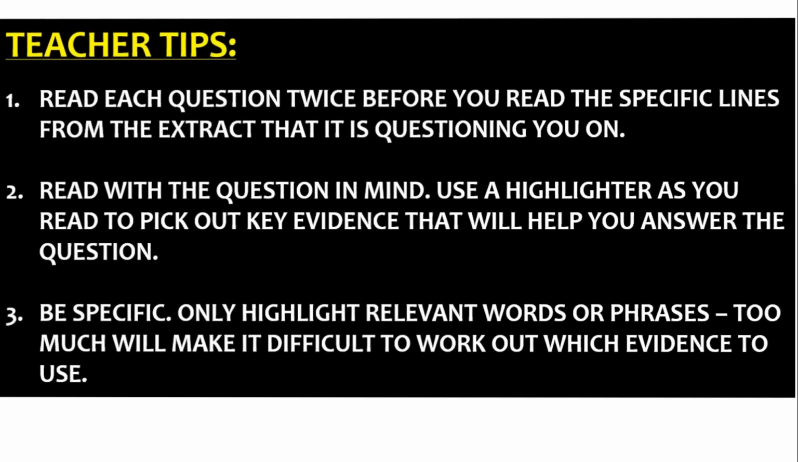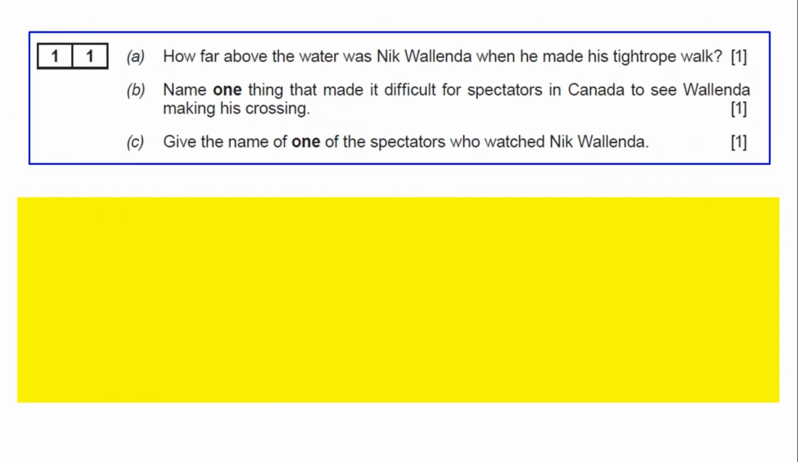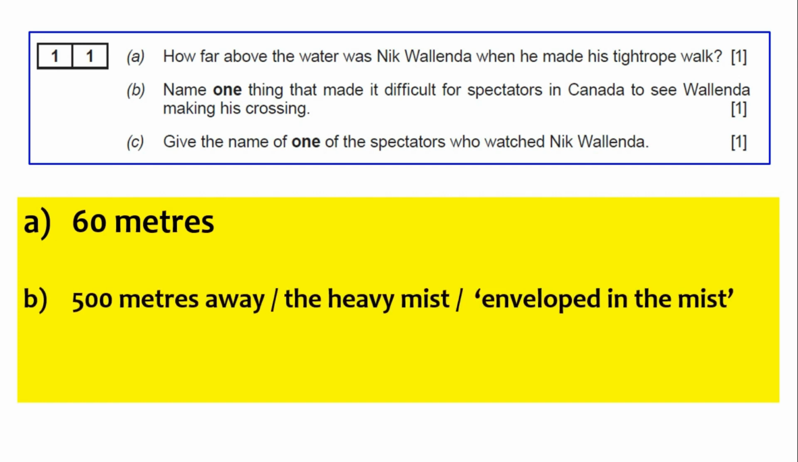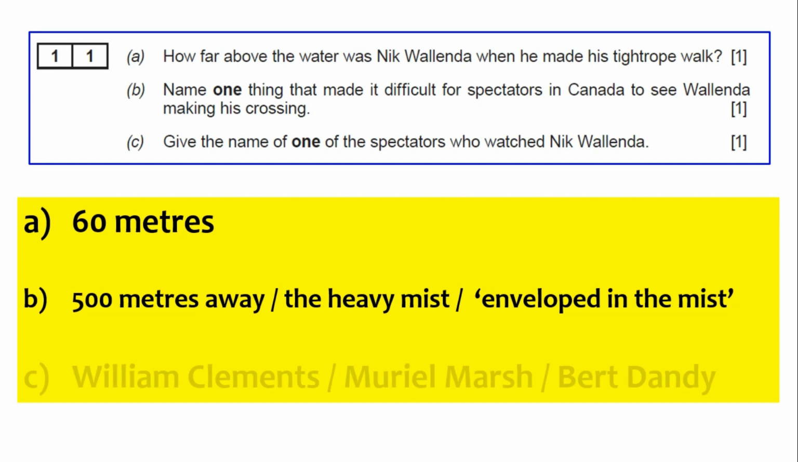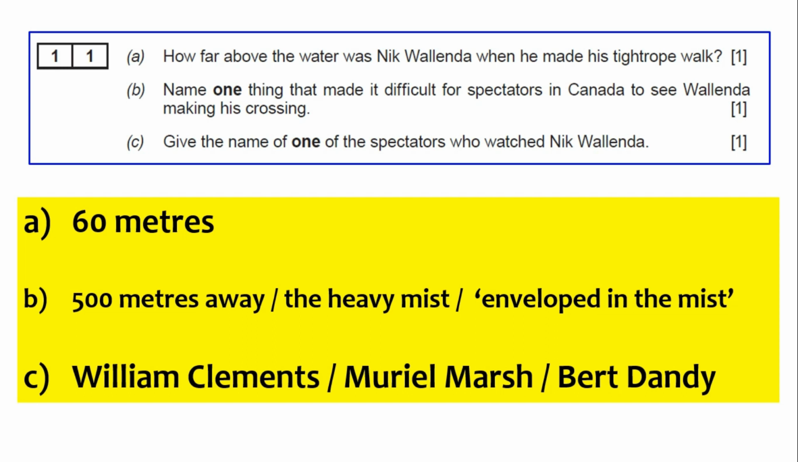Again, remember the tips we looked at earlier. So an easy way to answer these questions: 60 metres. One thing that made it difficult for spectators, just put one thing: 500 metres away, the heavy mist, he was enveloped in the mist. And give the name of one of the spectators, and there were 3 that you could have put: William Clements, Muriel Marshall, Bert Dandy. So any of those is absolutely fine.